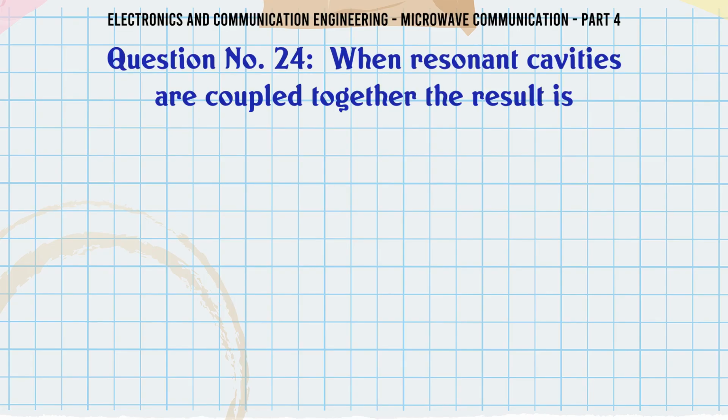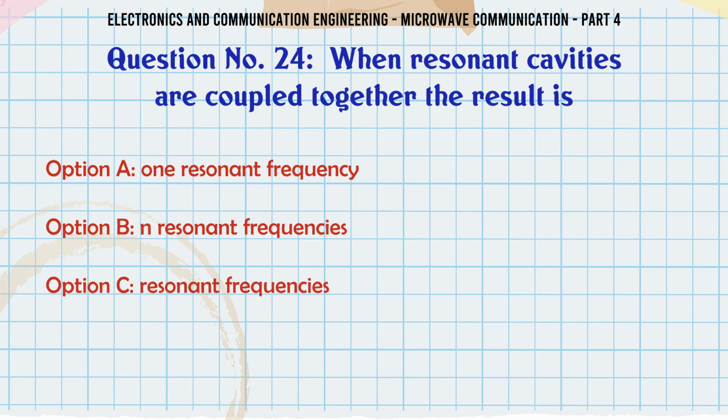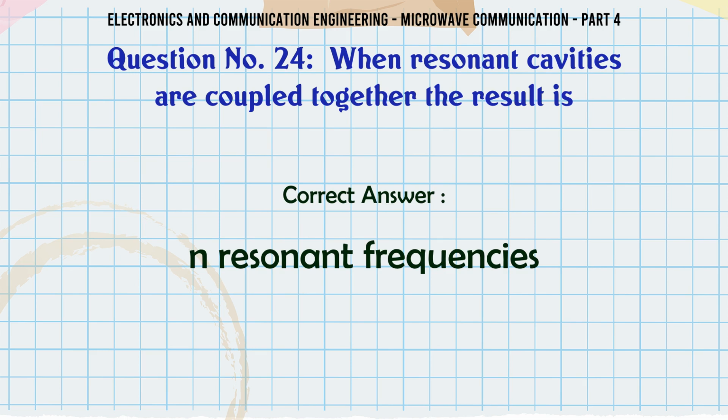When resonant cavities are coupled together, the result is A. 1 resonant frequency, B. n resonant frequencies, C. resonant frequencies, D. either B or C. The correct answer is n resonant frequencies.